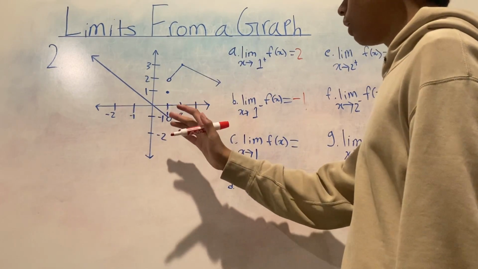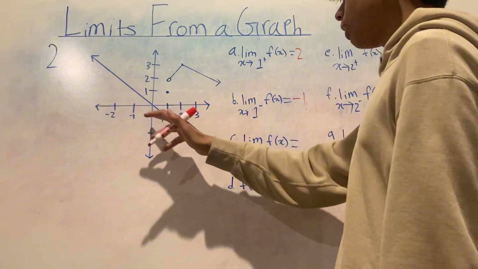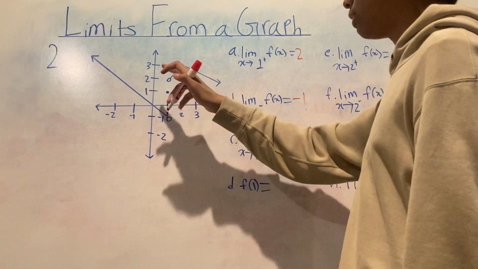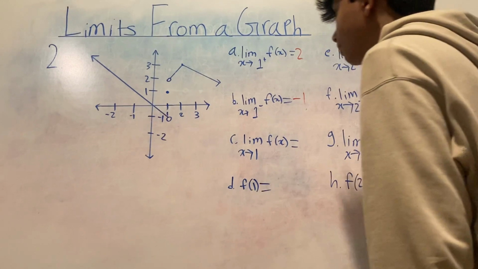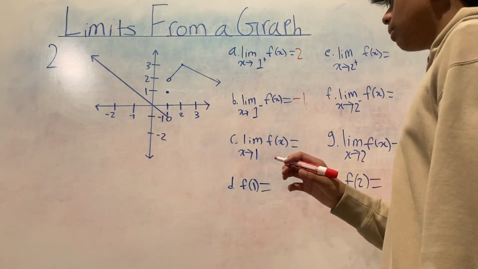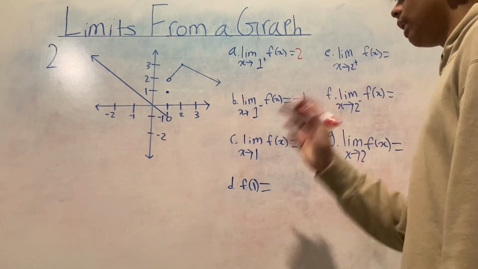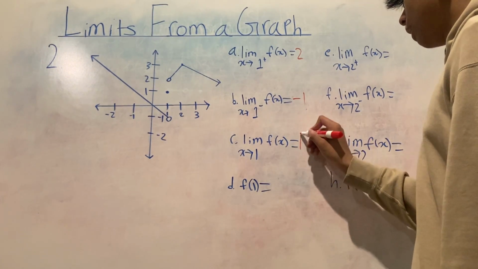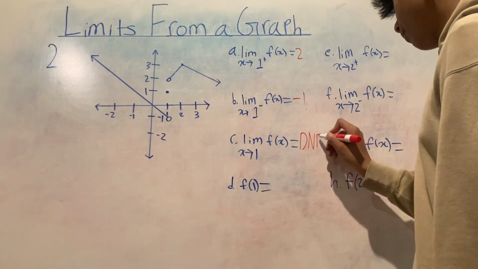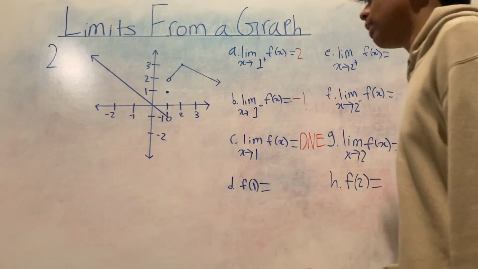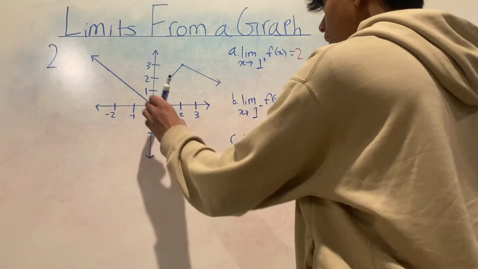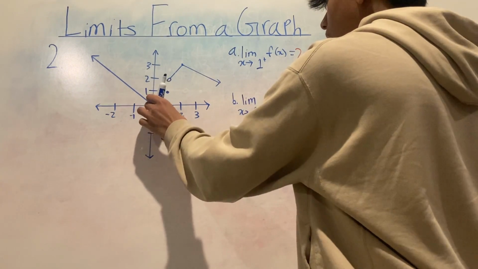But the issue here is that when it comes from the left, it approaches -1. And when it comes from the right, it gets to 2. So even though there's a limit coming from both sides, they're not equal. So since they're not equal, the limit does not exist. Okay, just remember that. If they asked to find the limit as x approaches 0, it would work because the graph gets to 0 at the same point.